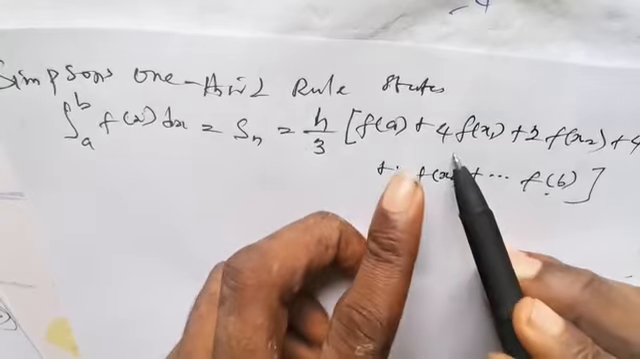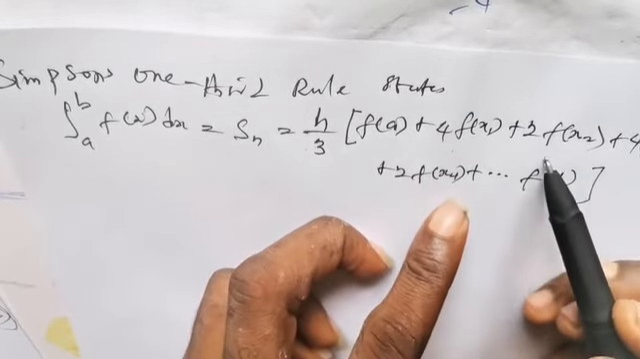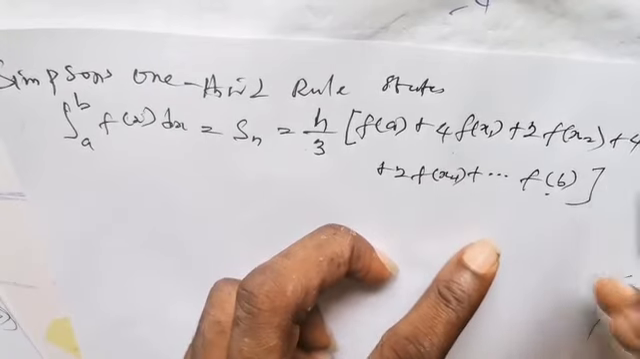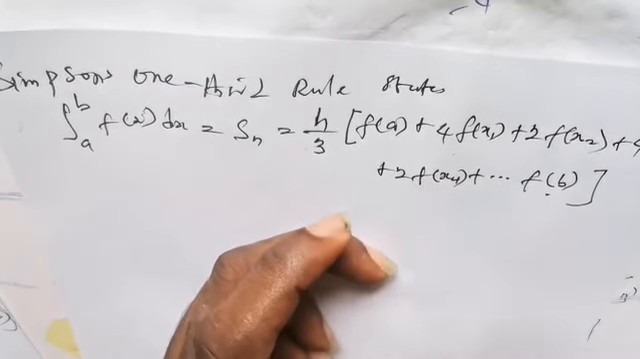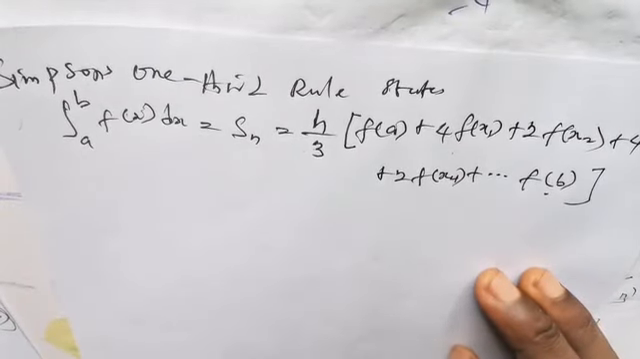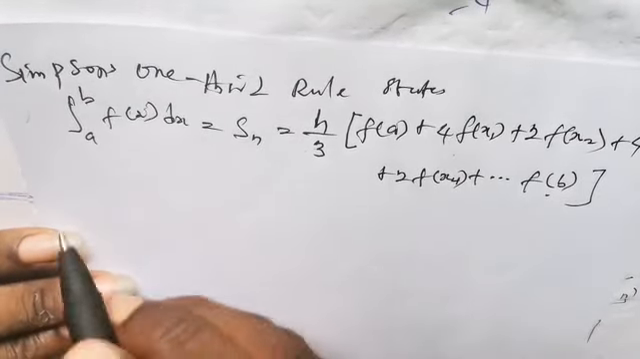Then it alternates from 4 down to 2. It becomes 2 f of x2 for the second interval, back to 4, 4 f of x3, and then 2. So it continues like that depending on the number of intervals you have in the question. Now for this question, we've been given to evaluate.